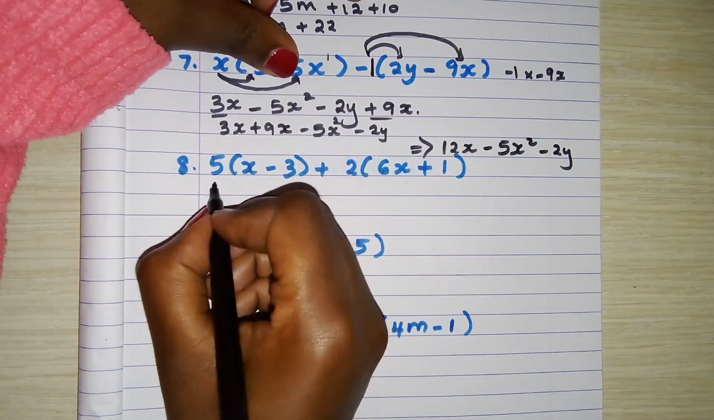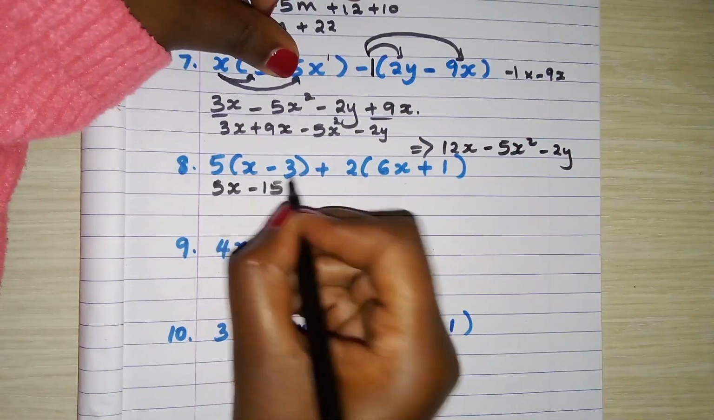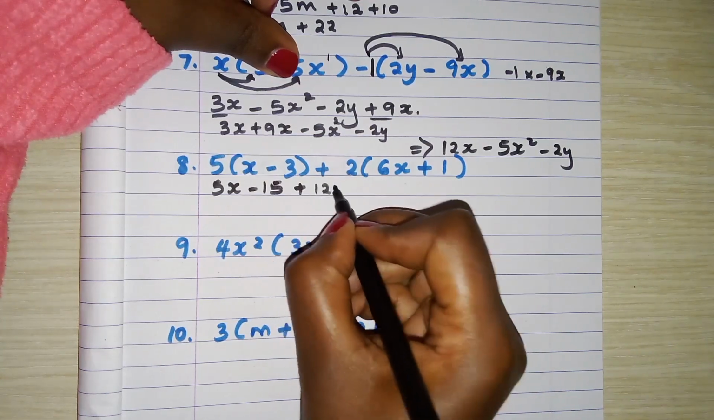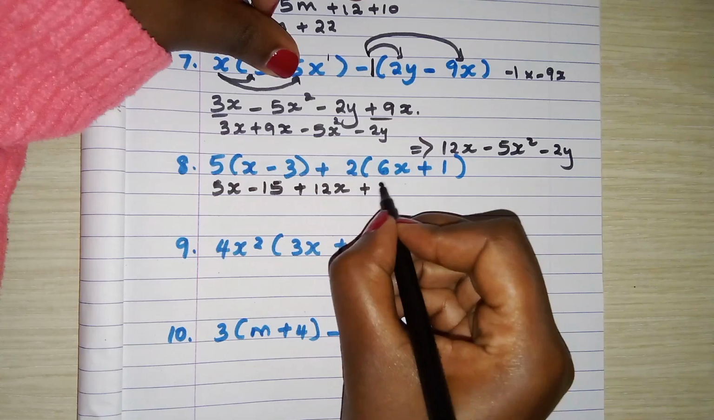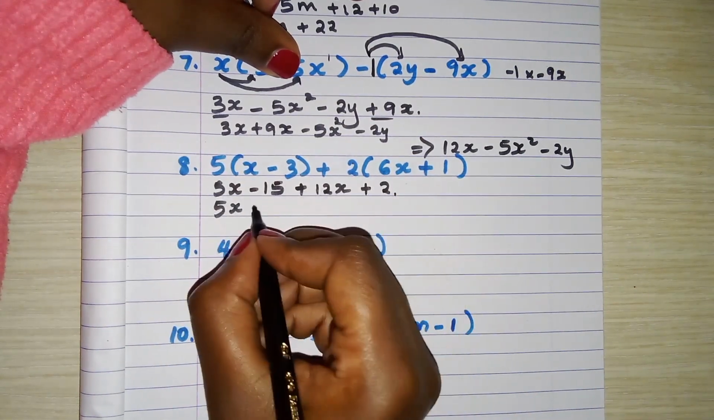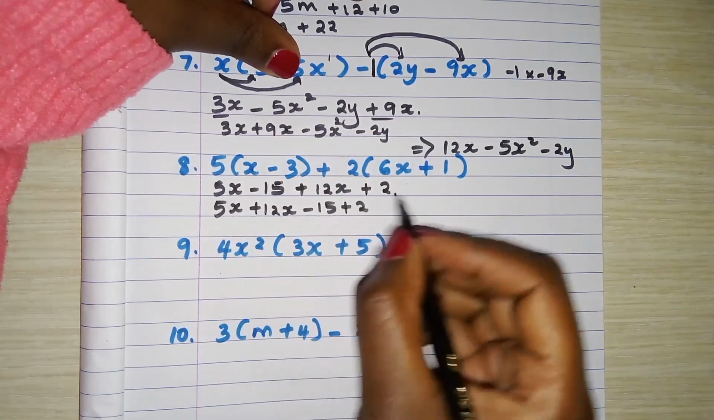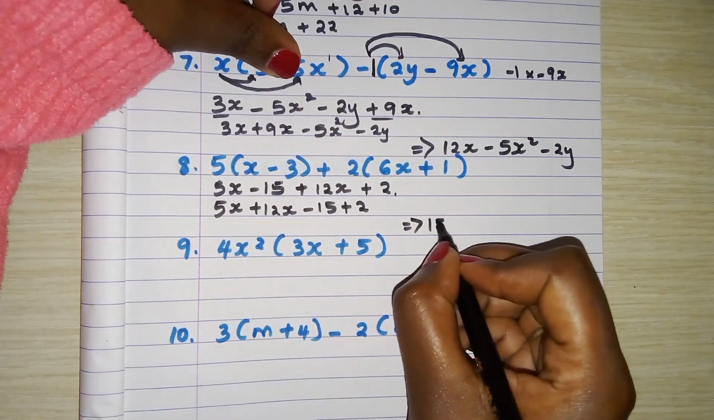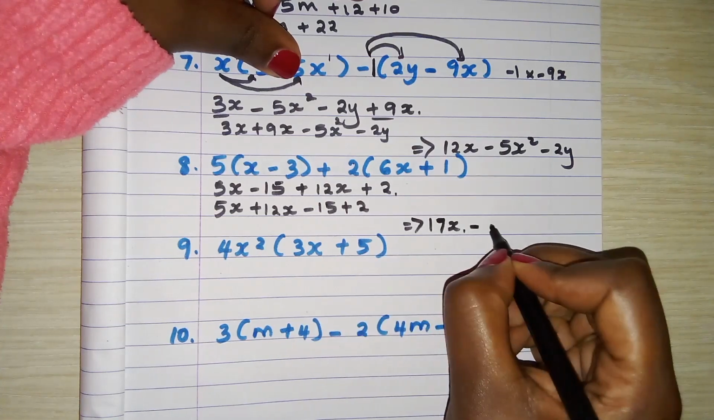So 5 times x will be 5x. 5 times 3 is minus 15 because it's a minus, plus 2 times 6 is 12x, plus and plus is plus, so 2 times 1 is 2. Like terms together, we have 5x and 12x, and then you have minus 15 plus 2. Now that would give us 5x plus 12x is 17x, and then negative 15 plus 2, that would be negative 13.